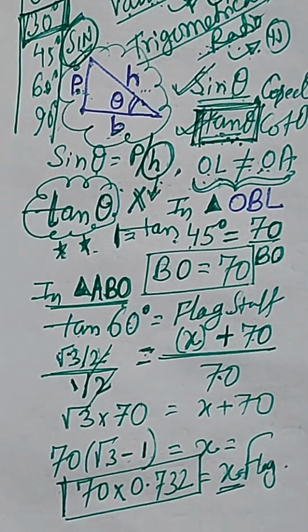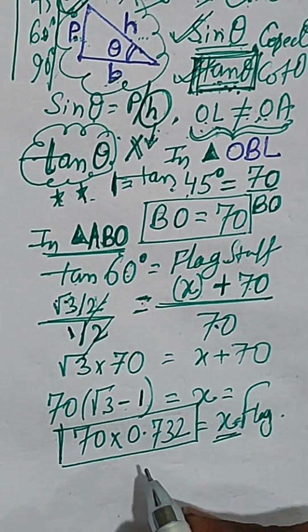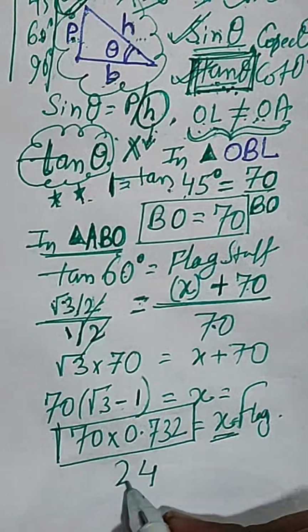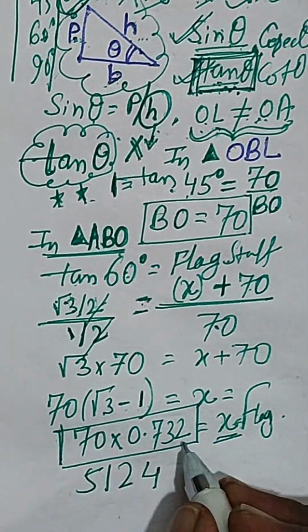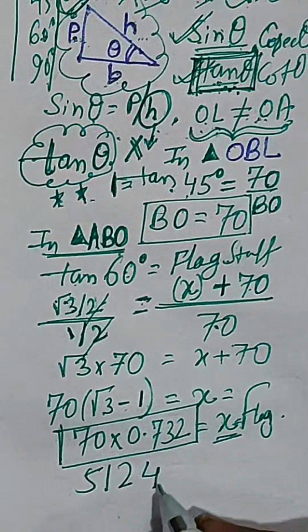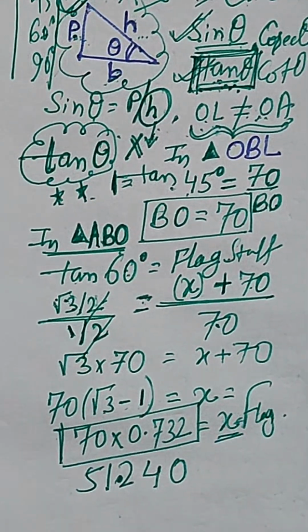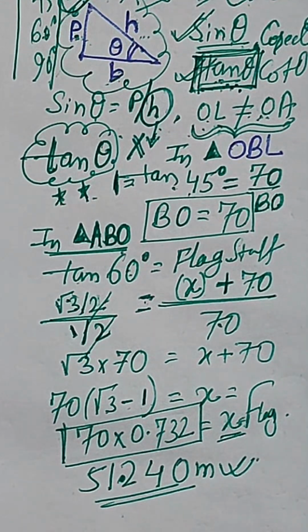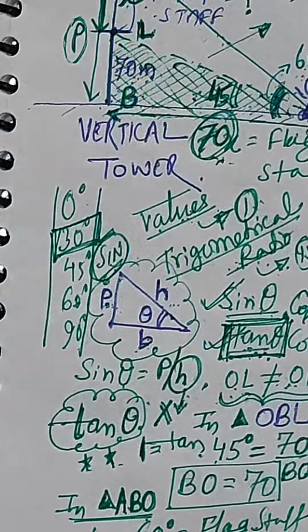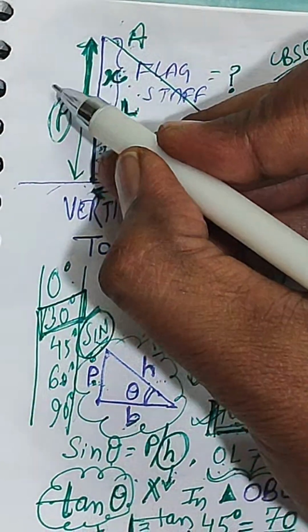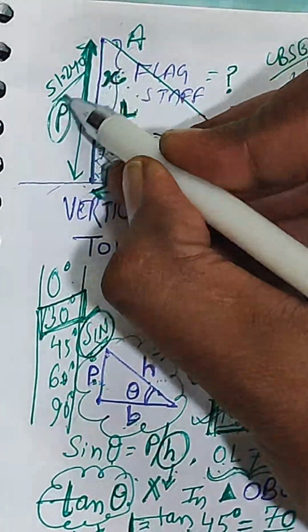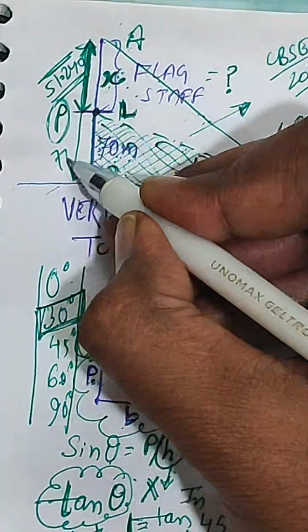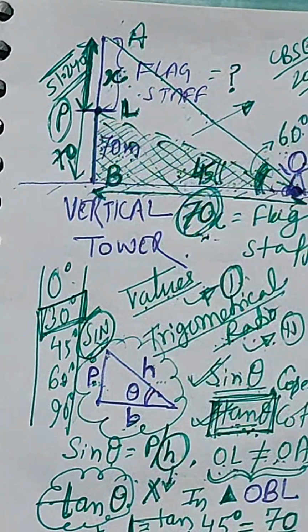If you want me to write it or do multiplication, let me. 7 2 14, carry 1, 7 3 21, 22, carry 2, 51. 2 3 0. So 51.240 meter is the height of the flag staff. Right, my dear friend? Now, what is the height of tower? If the height of the flag staff is calculated, that is 51.240, just add this 70 meter to it. This will give you the total tower height.